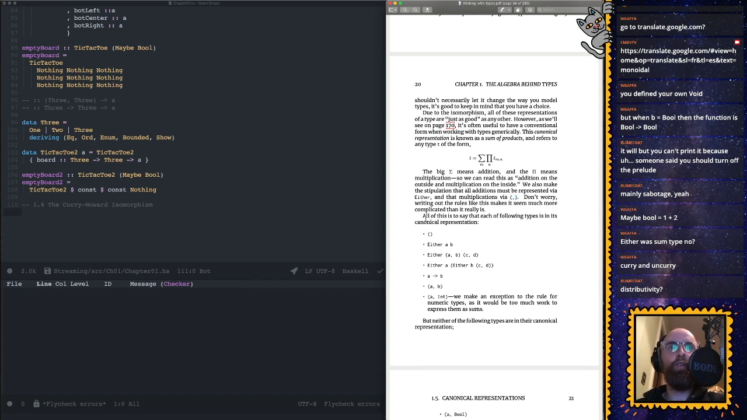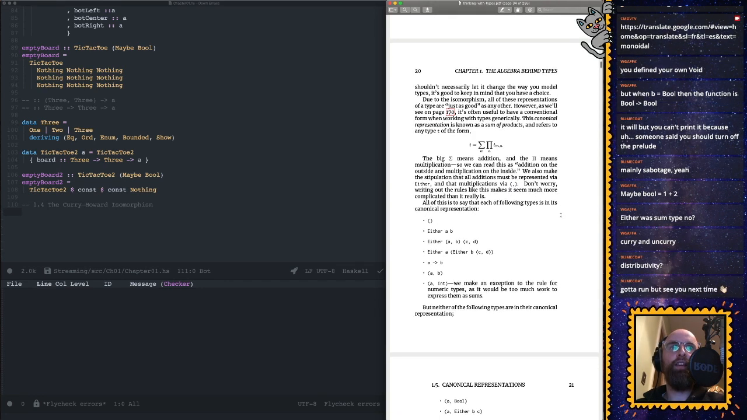All of this is to say that each of the following types, what's going on?